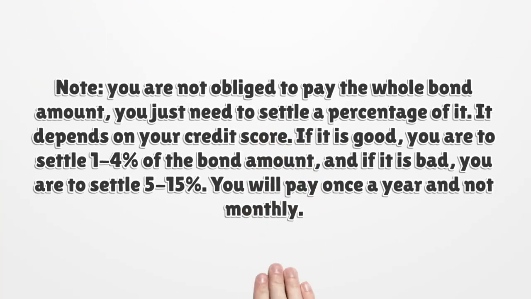Note, you are not obliged to pay the whole bond amount, you just need to settle a percentage of it. It depends on your credit score. If it is good, you are to settle 1 to 4% of the bond amount, and if it is bad, you are to settle 5 to 15%. You will pay once a year and not monthly.